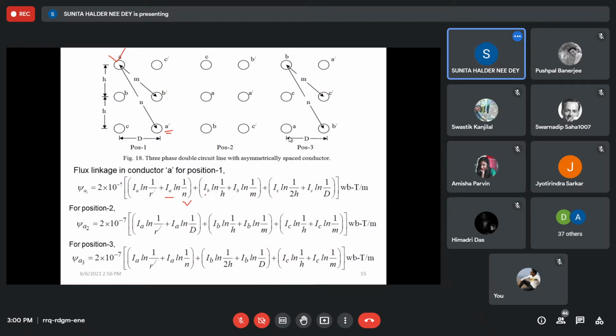Similarly for the B conductor, we find the flux linkage in conductor A. The current is IB and the distance will be the distance between A and B, so ln 1 by H. In this way, IB ln 1 by H. Similarly, IC ln 1 by twice H. Why? C is here and A is here, so the distance is twice H, and for C dash the distance is only D. So it is IC ln 1 by D. Have you understood this expression of psi A1?